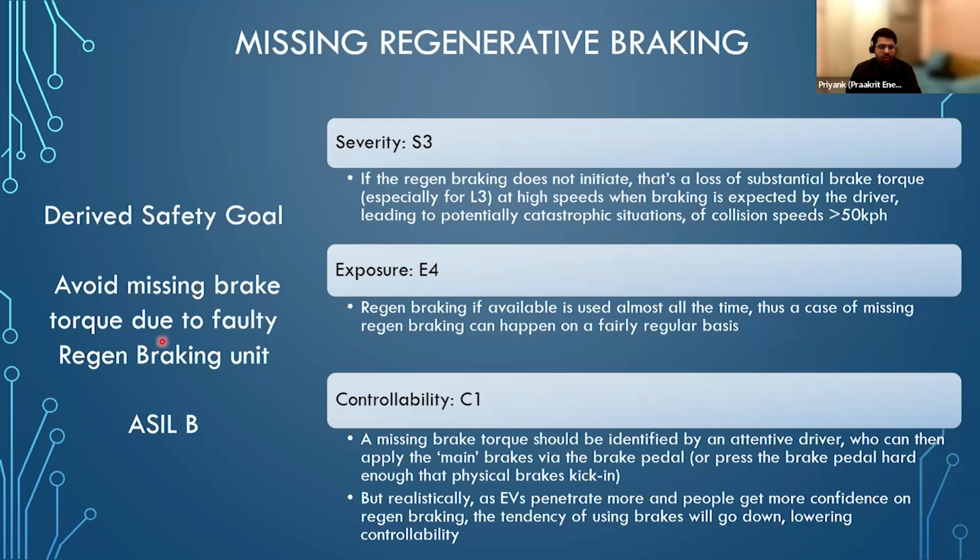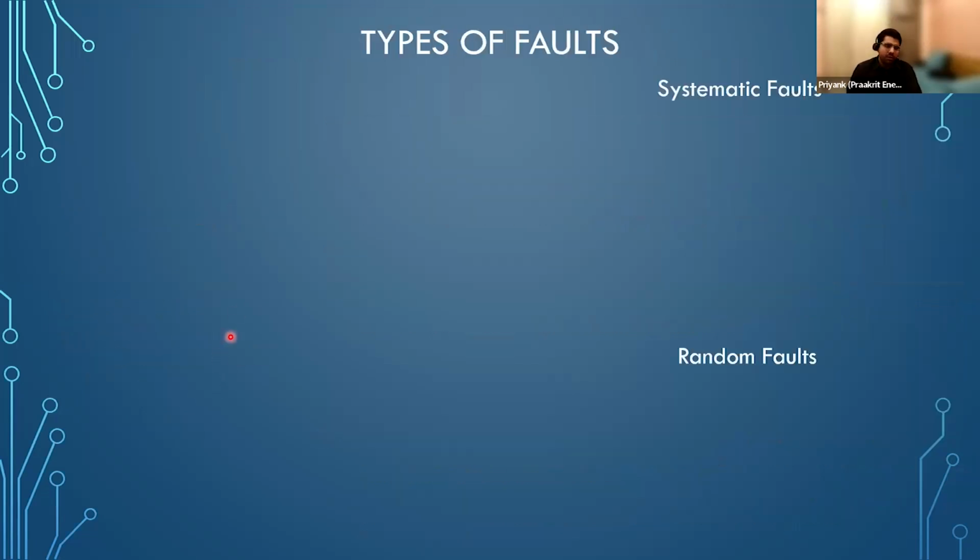Now, given that we're talking about the regen braking system, let's talk about types of faults. Again, I'm skipping sections here. It's a short webinar, so I'm not going to be very exhaustive. But given that regen braking has a certain safety goal attached to it now with a certain ASIL, I want to talk about the faults that can be impacting it, and the categories of those faults. Let's begin from the item/system, in this case, regen braking.